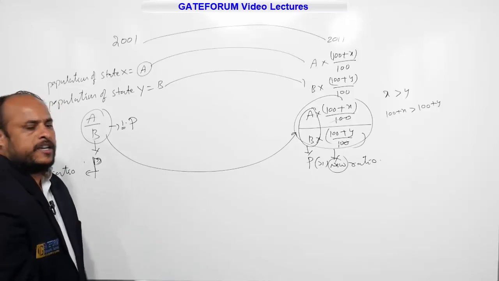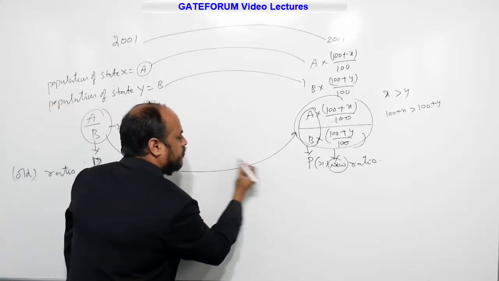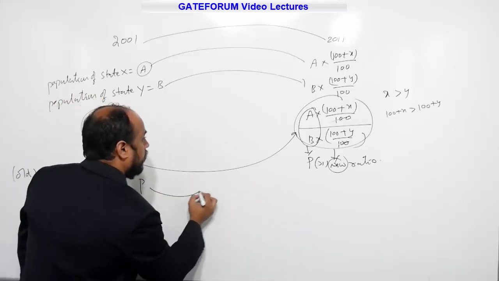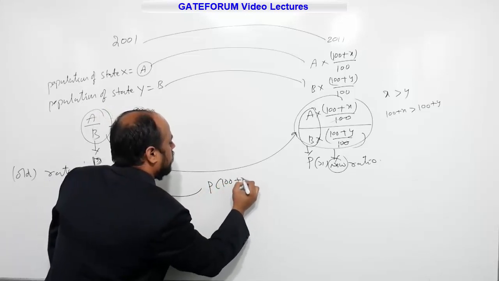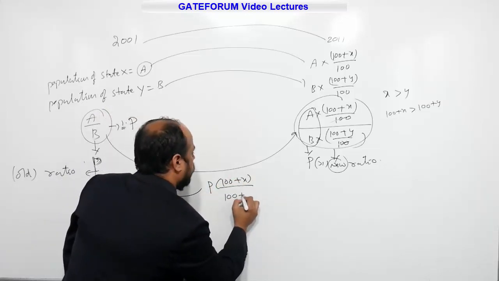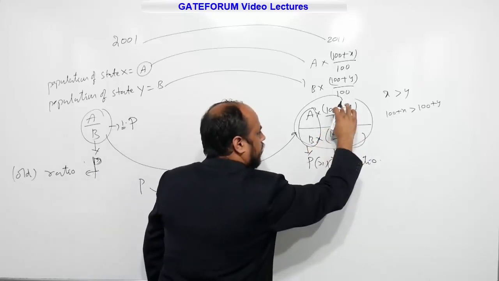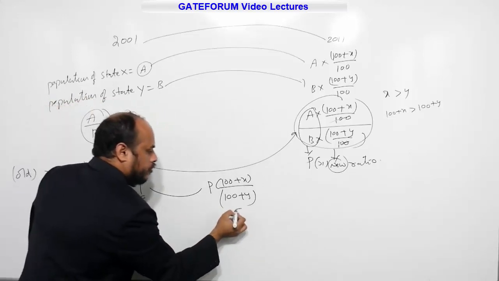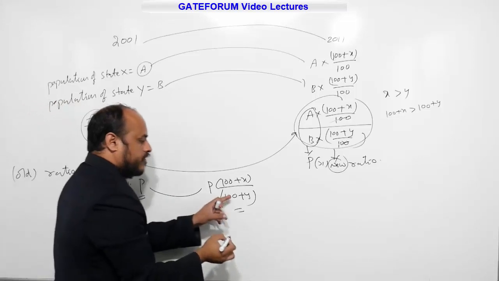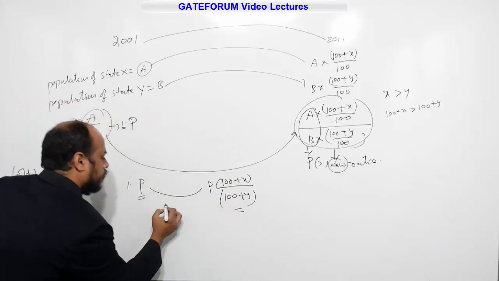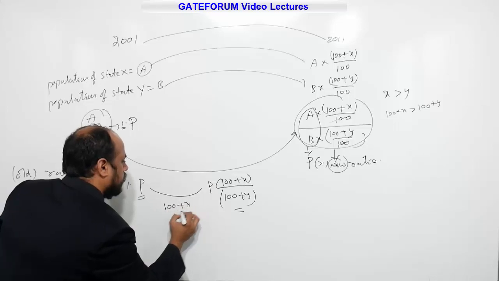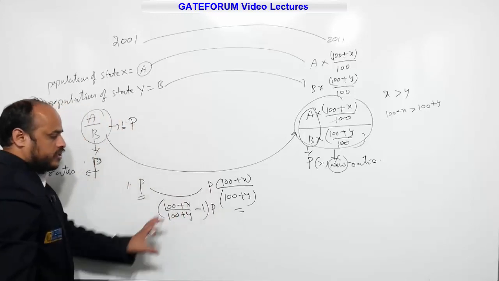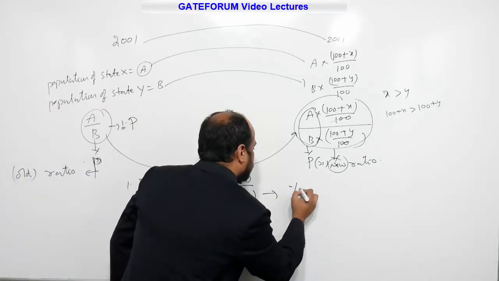How much is the percentage increase? Find the difference in value. The initial value is P. The new value I will write as P into 100 plus X divided by 100 plus Y, since the 100 gets cancelled. This is the old value and this is the new value. Here the coefficient of P is 1, and here it is more than 1. The difference between these two is 100 plus X by 100 plus Y minus 1, into P, taking P as common. This is the difference value.